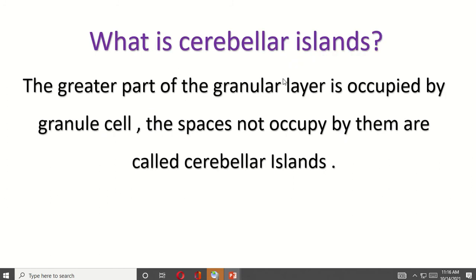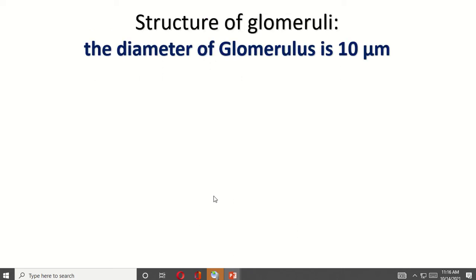So what is a cerebellar island? The greater part of the granular layer is occupied by granule cells. The spaces not occupied by them are called the cerebellar islands.